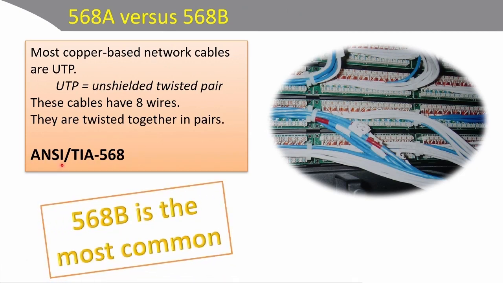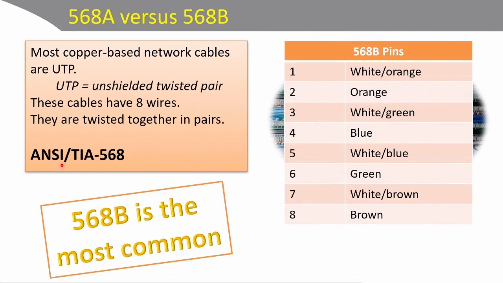The 568 standard is broken down into several substandards. Generally speaking, the most common standard or version of 568 that you will see is 568B. You should memorize the color sequence for 568B. And again, it's 8 wires, 8 pins that we have here, 1 through 8. And in the 568B standard, we have specific colors. They're organized in a specific sequence.